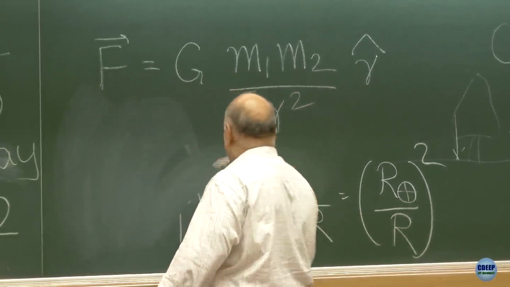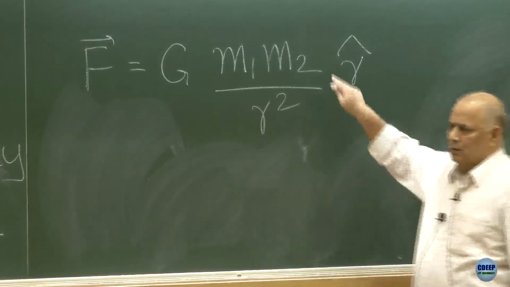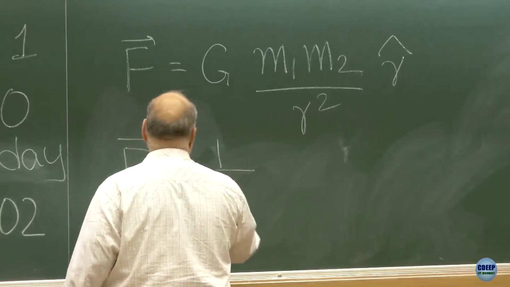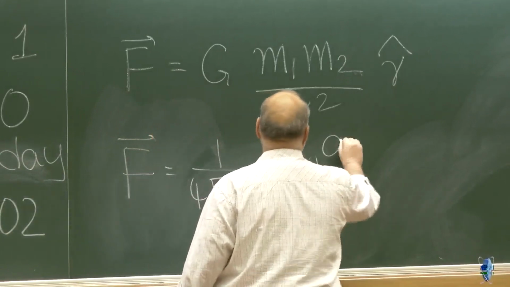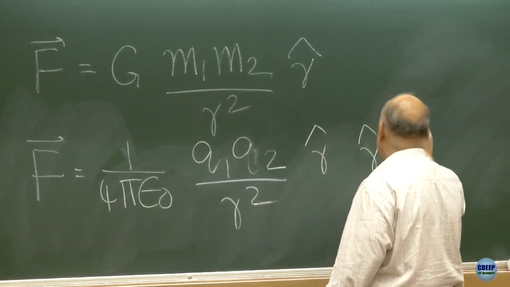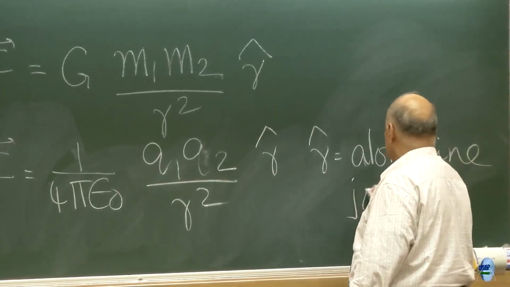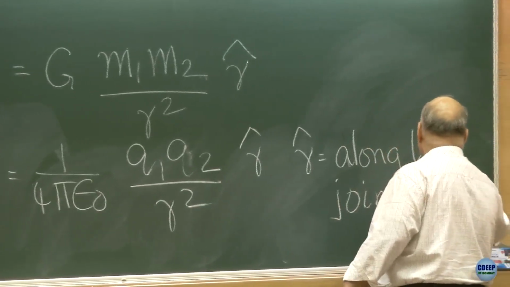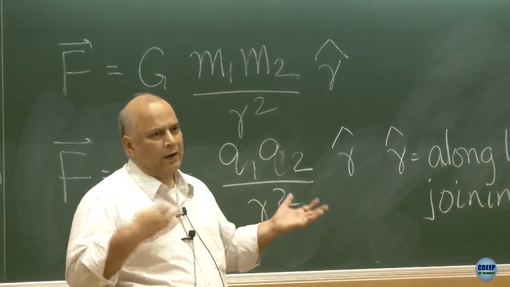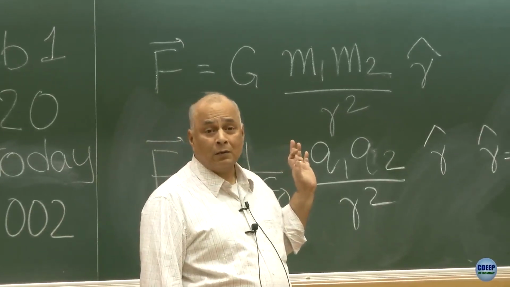Anyway, I told all this story because I wanted to write this formula and write the analogous formula where r hat is the unit vector along the line joining the two. So, Coulomb, when he started working with charges, sorry, minus where? Yeah.